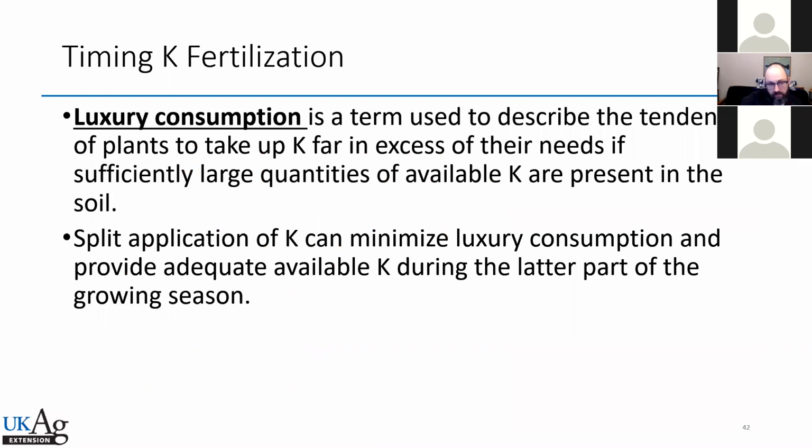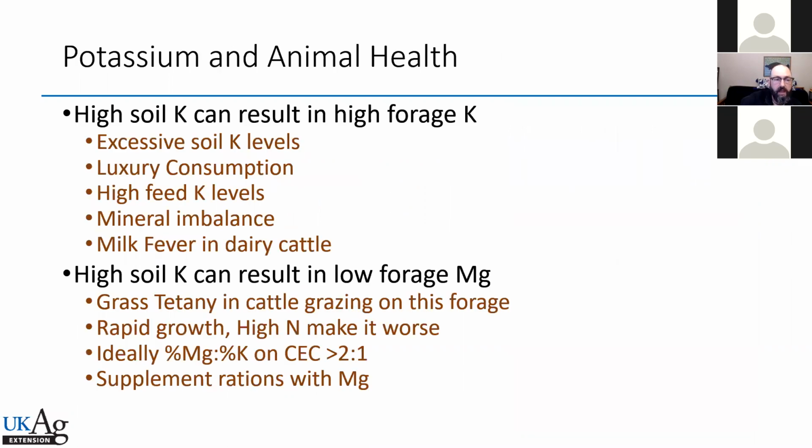Luxury consumption, we talked about this. Split application and not applying before the first spring cutting. That's luxury consumption. And the reason we worry about this, not only because we're hauling off all that potassium, but because high soil K can result in that high forage K. And so when you have excessive soil K levels, you get luxury consumption, or you apply too much fertilizer for the first spring cutting. Then you have these high feed K levels, and you get a mineral imbalance. And so you end up with too much K versus the magnesium.